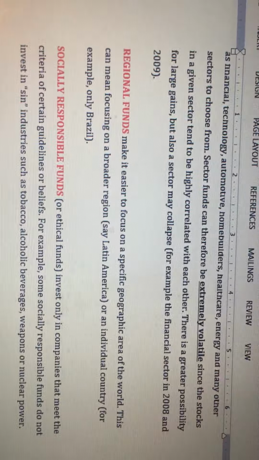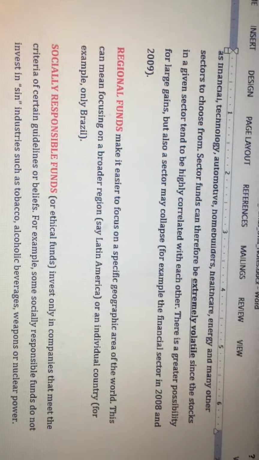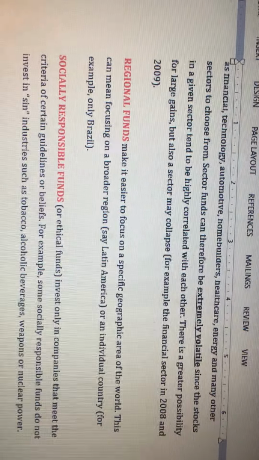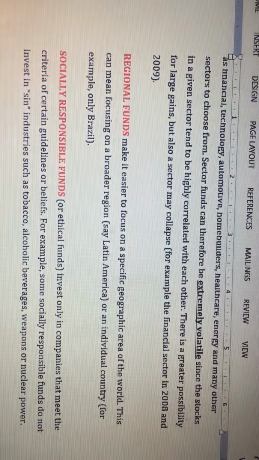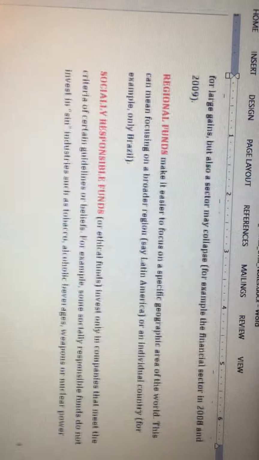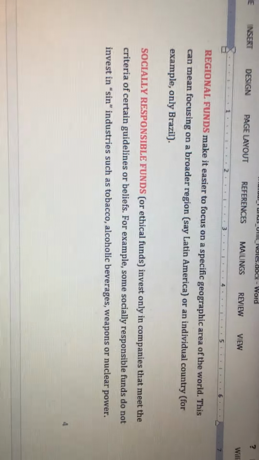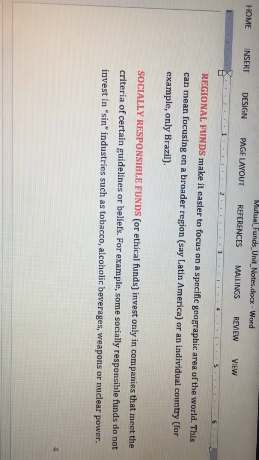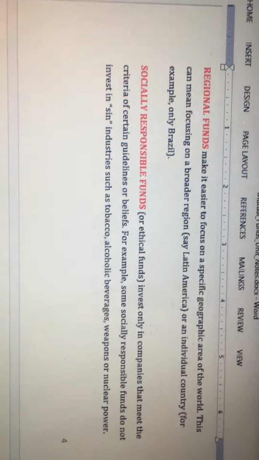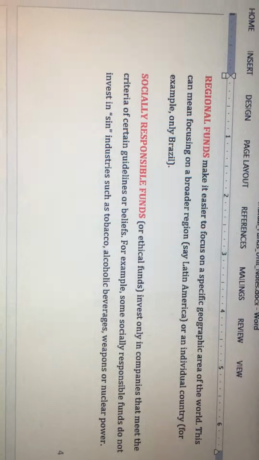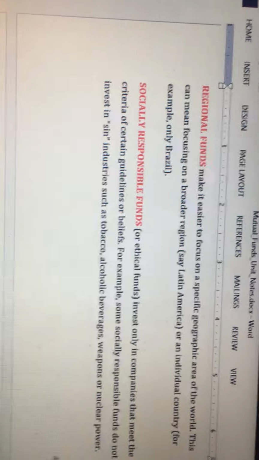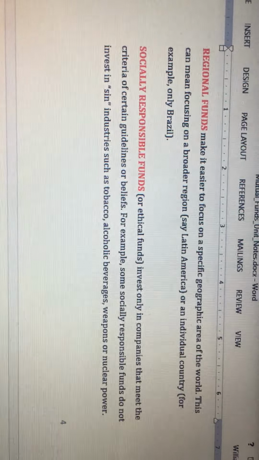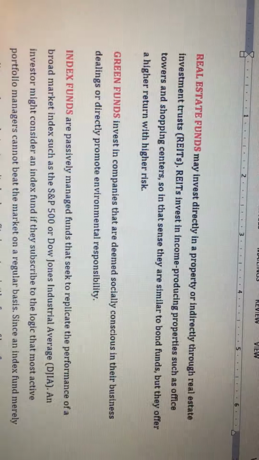Regional funds select a specific geographic area of the world. You can have a Latin American fund or a Brazilian fund, or you can have a European fund, a Japanese fund. All right, so all kinds of different regional funds. Socially responsible funds, if you want to invest in companies that do things good for the world, or not invest in companies that sell tobacco or alcohol or gambling or pornography. You can pick funds that just invest in socially responsible companies.